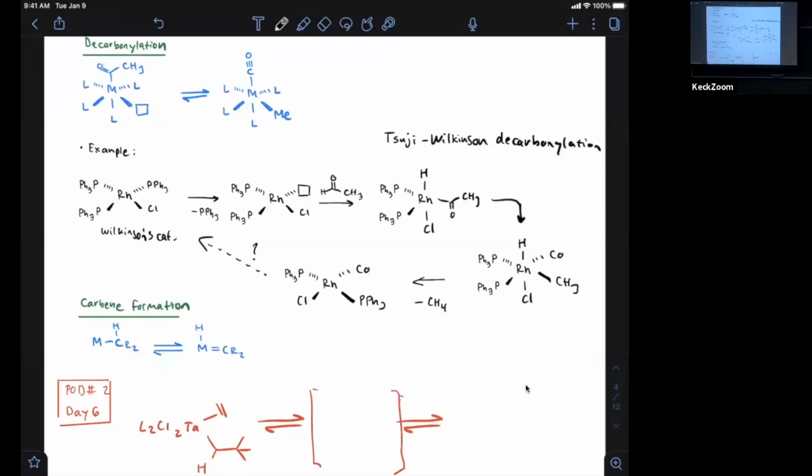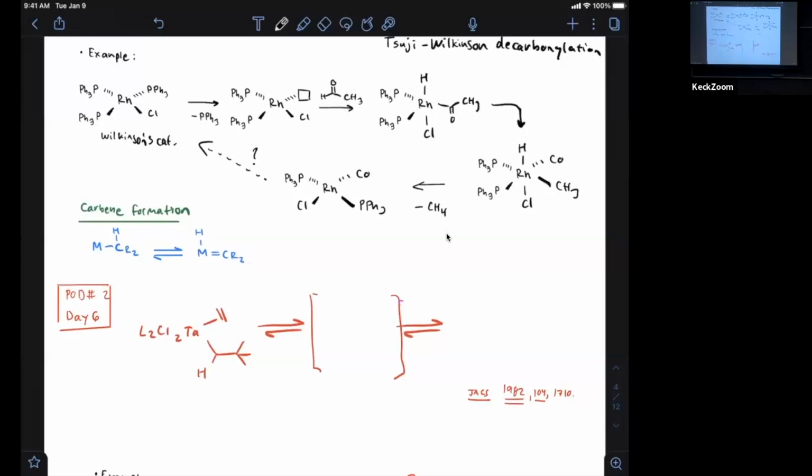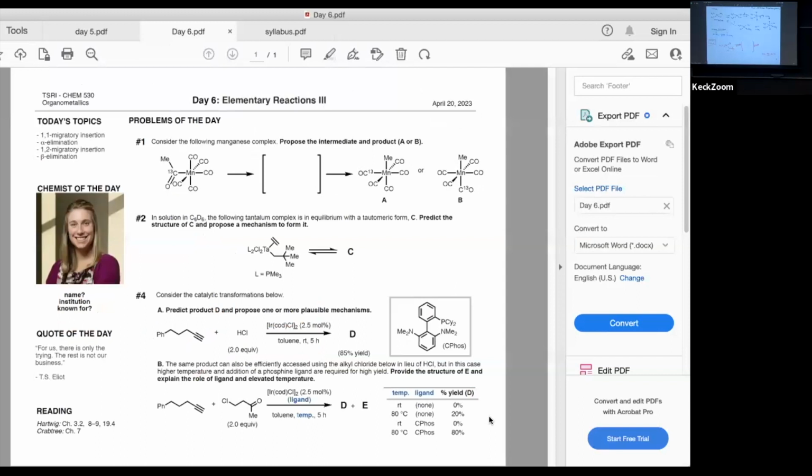Okay, now let's consider a related process, which will bring us to problem of the day number two. And this is alpha elimination that is carbene generating. So let's go to problem of the day. I'll quickly share that. Consider this alkyl tantalum olefin complex, and it might be helpful to quickly do our electron inventory on this. It is in equilibrium with another tautomeric form, C. Predict the structure of C and then propose a mechanism by which you'd like to form it. Again, I think this one should be pretty quick, so jot down your thoughts and then discuss it as a team.